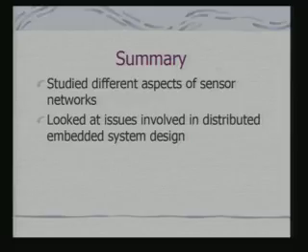So, this brings us to the end of our discussions on networked embedded systems. We have studied today different aspects of sensor networks and looked at issues involved in designing distributed embedded systems. From the next class onwards, we shall look at these design issues in more detail.